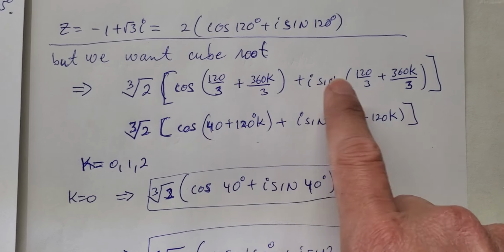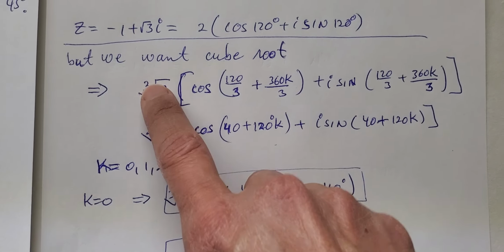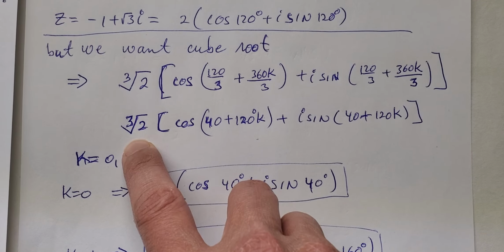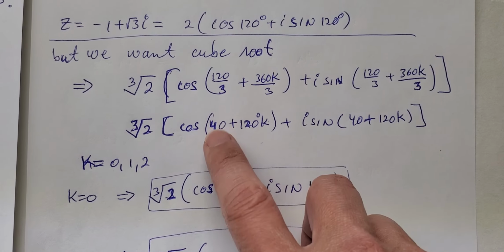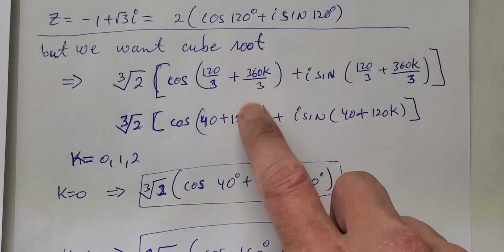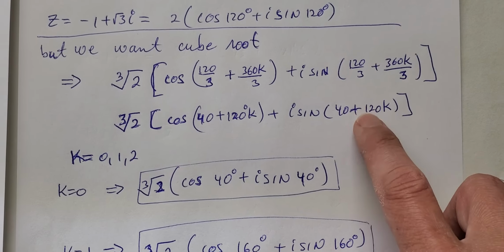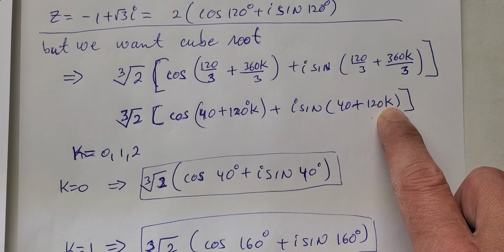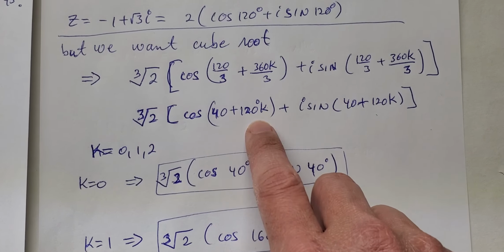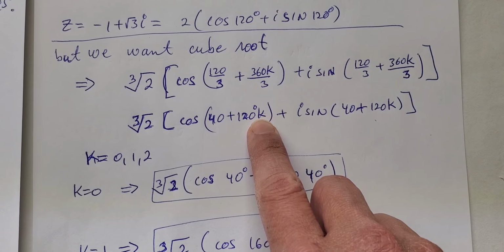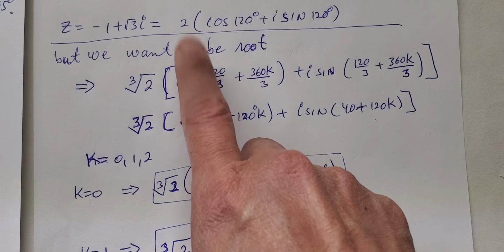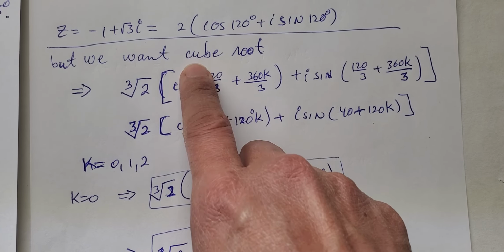Okay. So let's simplify this part right here. Cube root 2 is just cube root 2; we leave it alone. 120 divided by 3, that gives me 40. 360 divided by 3 gives me 120k. Same thing on this side: 40 plus 120k. However, again, k is how many times you go around the circle. So how many times? 3 times. Why 3? Because it's a cube.